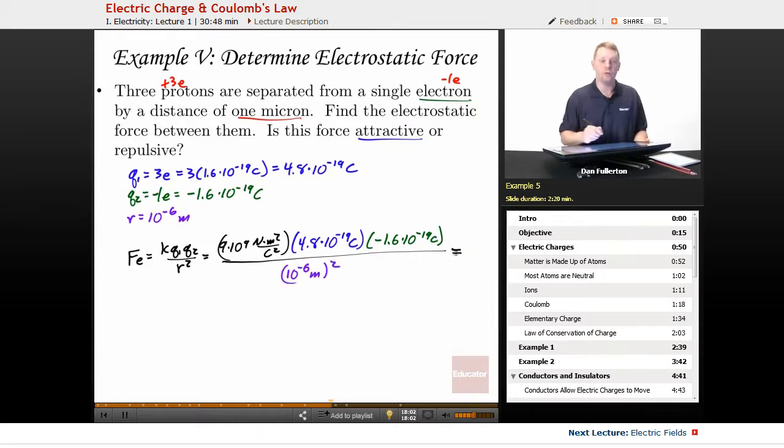And when I go through and do my math, plug that into my calculator, I come up with something like the electrostatic force is about equal to 6.9 times 10 to the minus 16, units are newtons, and of course that must be attractive.